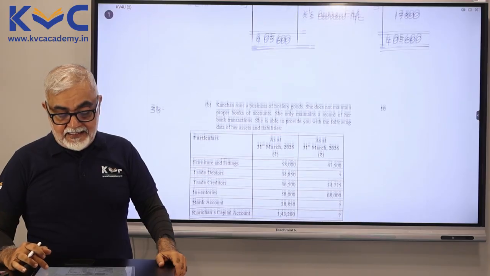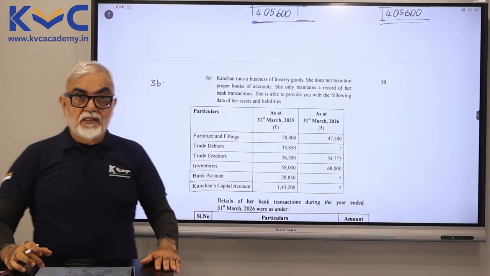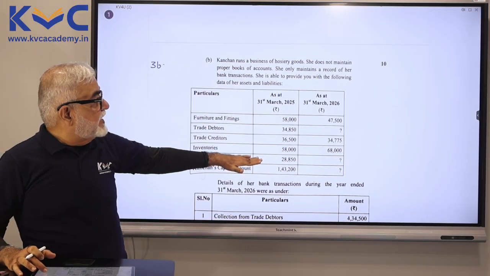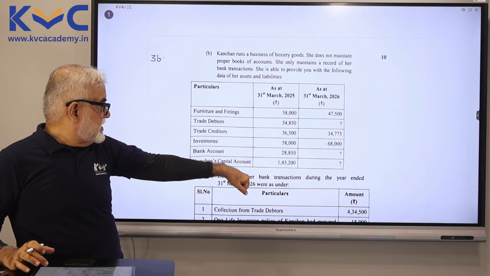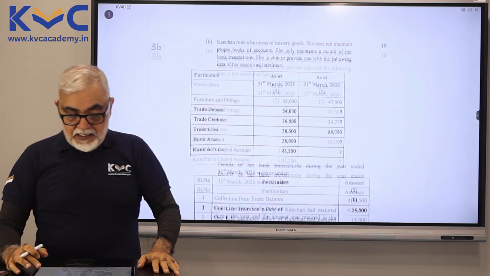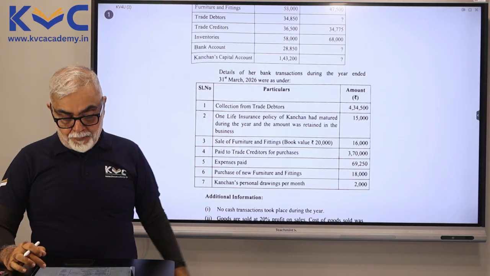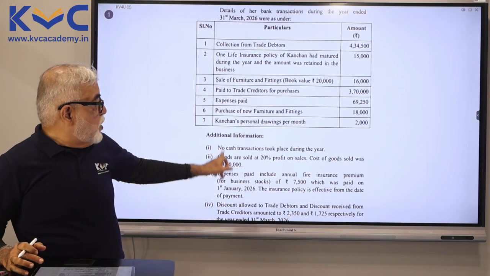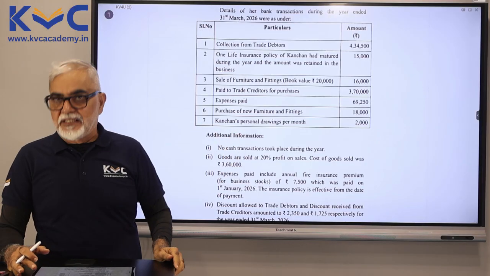Let's move on to the next, 3B. This was an incomplete records question. Opening balances are all given clearly. Closing debtors is not given. Closing bank balance is not given. And the capital account at the end is not given. Details are given about the transactions during the year. Additional information: no cash transaction. So only bank transactions in this entire question.